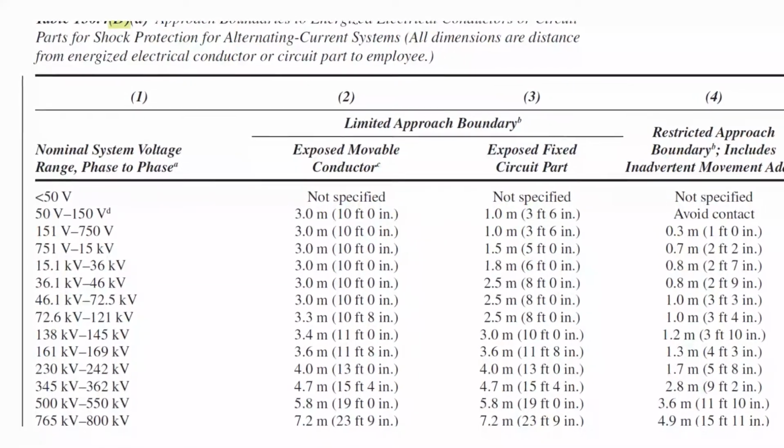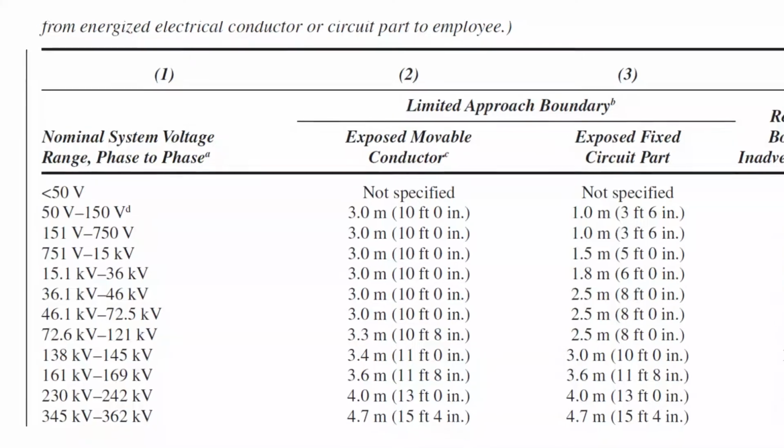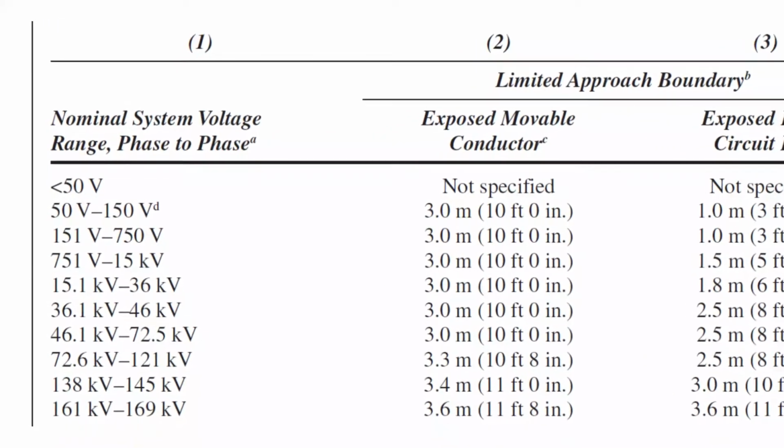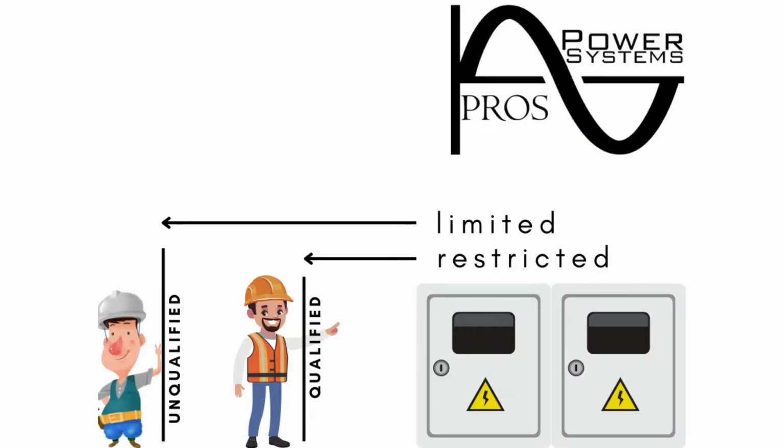The dimension associated with each of these boundaries really depends upon the maximum voltage to which an employee might be exposed. For AC systems, the voltages given in NFPA 70E's tables are line-to-line voltages as opposed to line-to-neutral voltages. The limited approach boundary is the closest approach distance for an unqualified employee unless additional protective measures are used. The restricted approach boundary is the closest approach distance for a qualified employee unless additional protective measures are used.